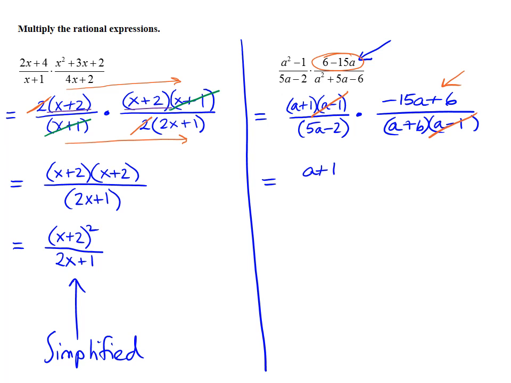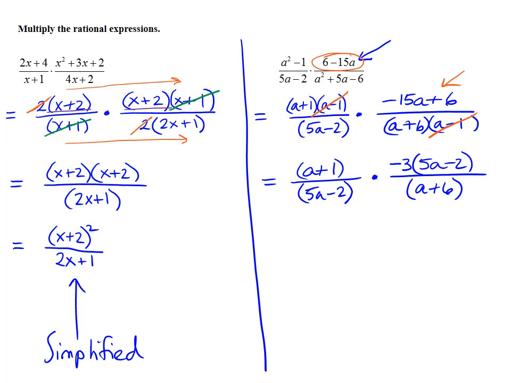So now I have an a plus 1 in the top of the first fraction, a 5a minus 2 in the bottom of the first fraction, and that's multiplied by, now I have a negative in front, so I'm going to factor out the negative, and then I have a 3 in common with the 15 and the 6, so I'm going to take out the negative 3. Negative 15a divided by negative 3 is 5a. Positive 6 divided by negative 3 is minus 2, and that's over a plus 6.